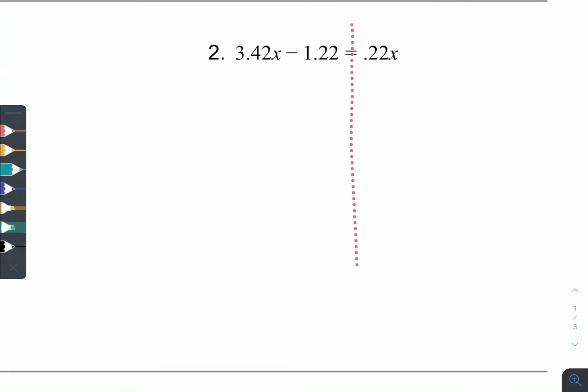All right, so first I'm going to distribute, but I don't have anything to distribute. Second, I want to combine any like terms on the same side, which I don't have. So my next step is to get my x's to the same side. So I'm going to subtract 3. Actually, you know what? I'm going to subtract 0.22x from both sides.